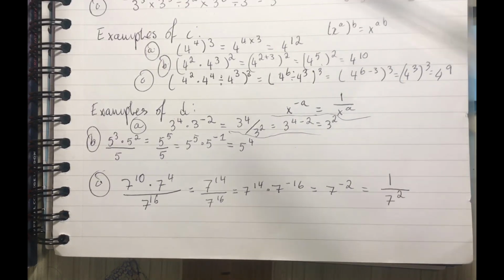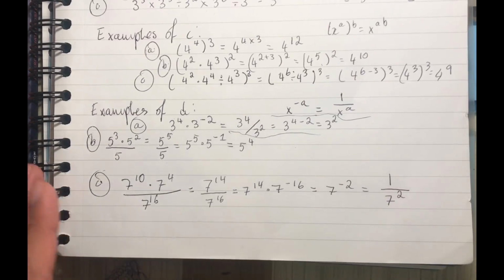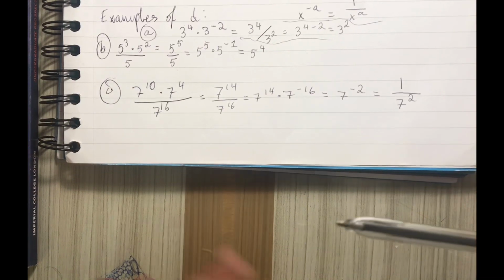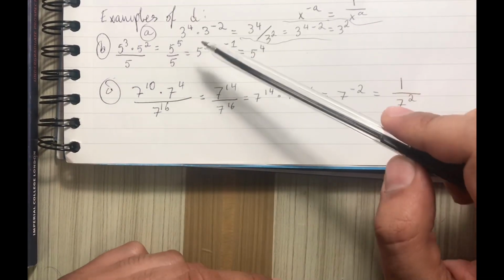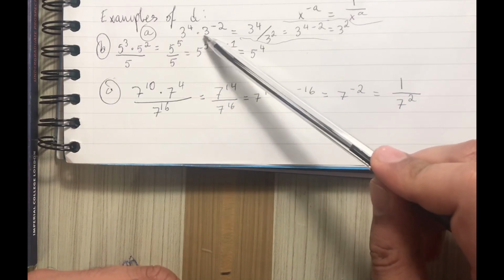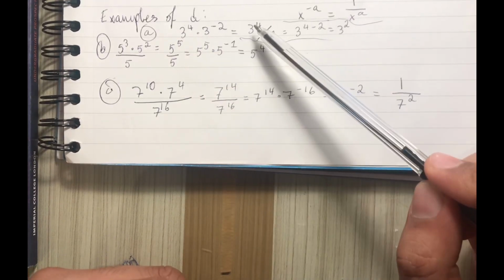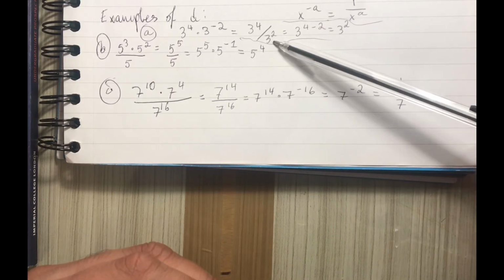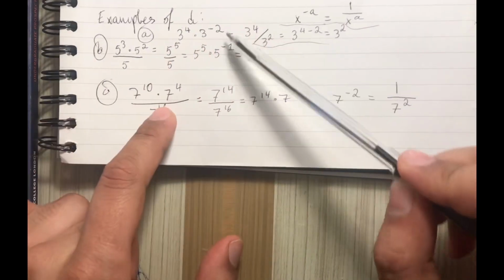Examples of D. So D is the rational law, which basically means just take the power inverse of the number you have to simplify a little bit. So you have 3 to the 4 times 3 to the minus 2. This will simplify to 3 to the 4 over 3 to the 2. This line is just to separate A and B.